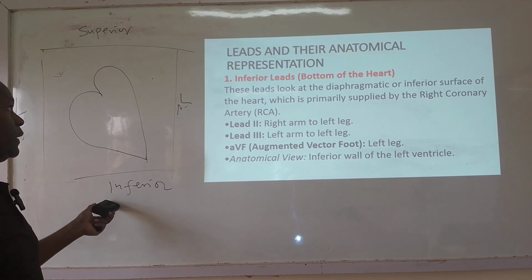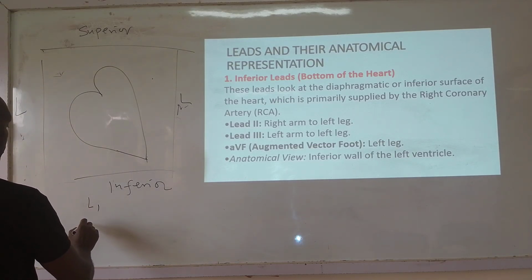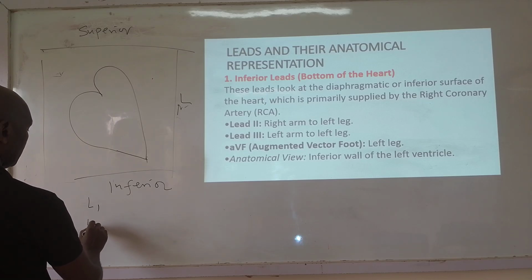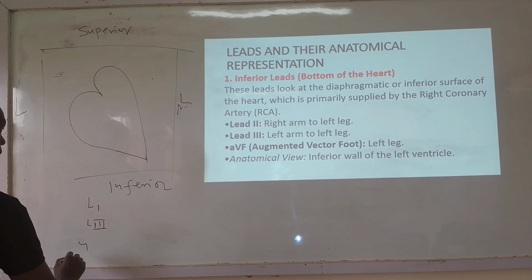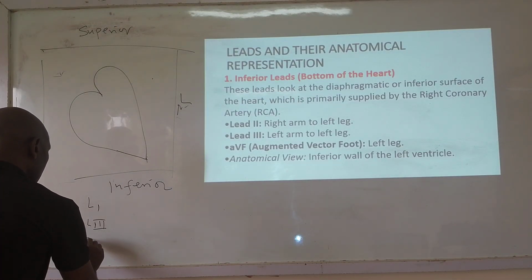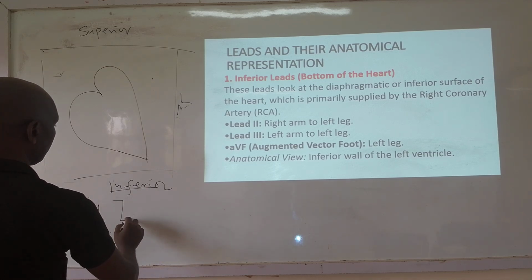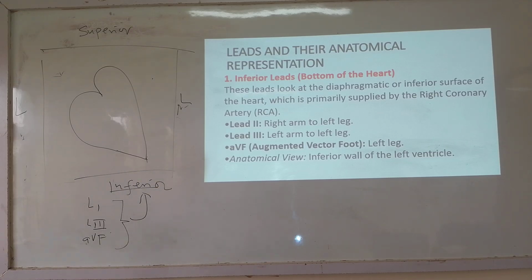So inferior leads, we have lead 2, lead 3, and then we have augmented vector foot, augmented aVF. So these 3 check the inferior side of the heart. Therefore, if you have an abnormality in any of these, then it means the region of the heart that is affected is actually inferior.